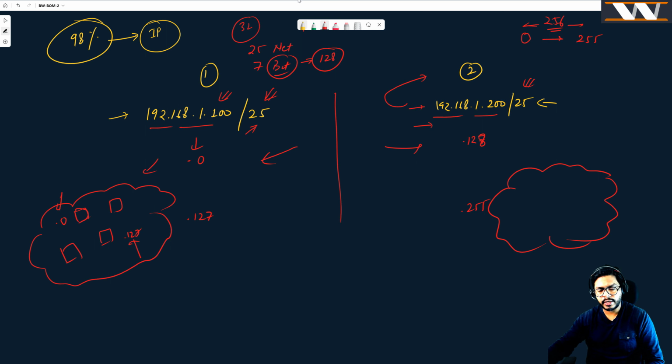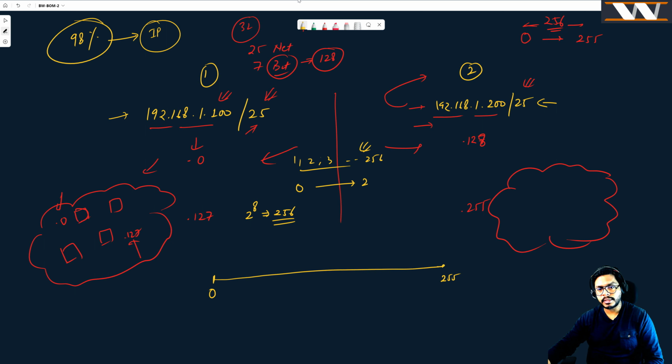Let's write it on the number line. Can you agree that with 2 to the power 8 bits, we can generate only 256 values? You agree? Yes. So the first number I am going to start from is 0, and the last number is going to be 255, because now I am not starting from 1. If I write 1, 2, 3 to 256, this is going to be 256. But if I start from 0, then the last number is going to be 255. You agree? From here to here?